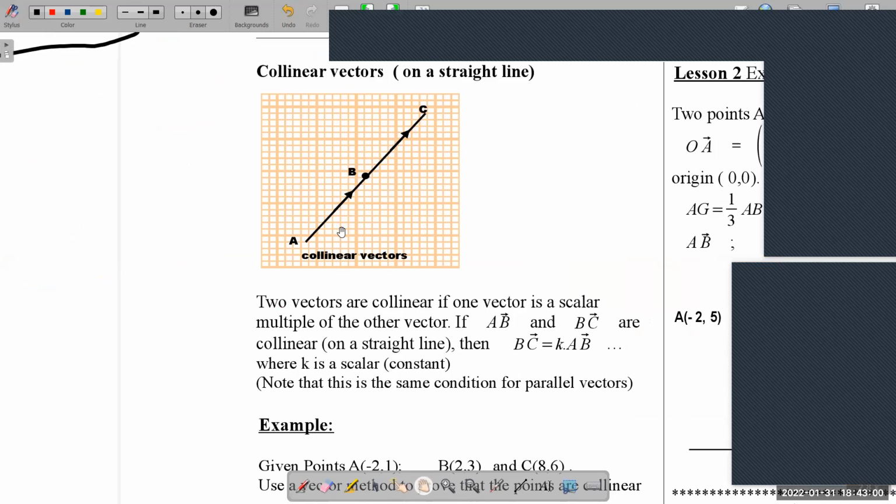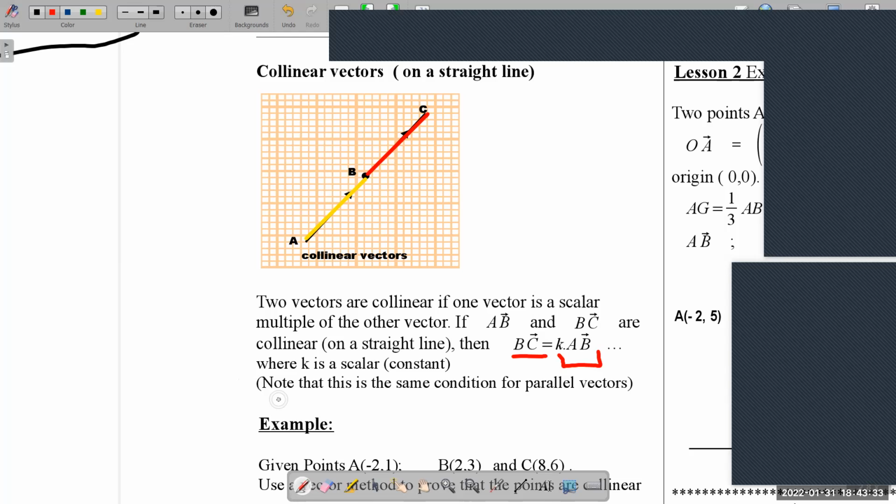For me to prove that 2 vectors are collinear, which 2 vectors do we need to look at? We need to look at AB. Let me use red so we could see it, or yellow. We need to prove that AB and BC are what? Parallel. Everybody with me? And we know how to do so. We just need to prove that BC is a multiple of AB.